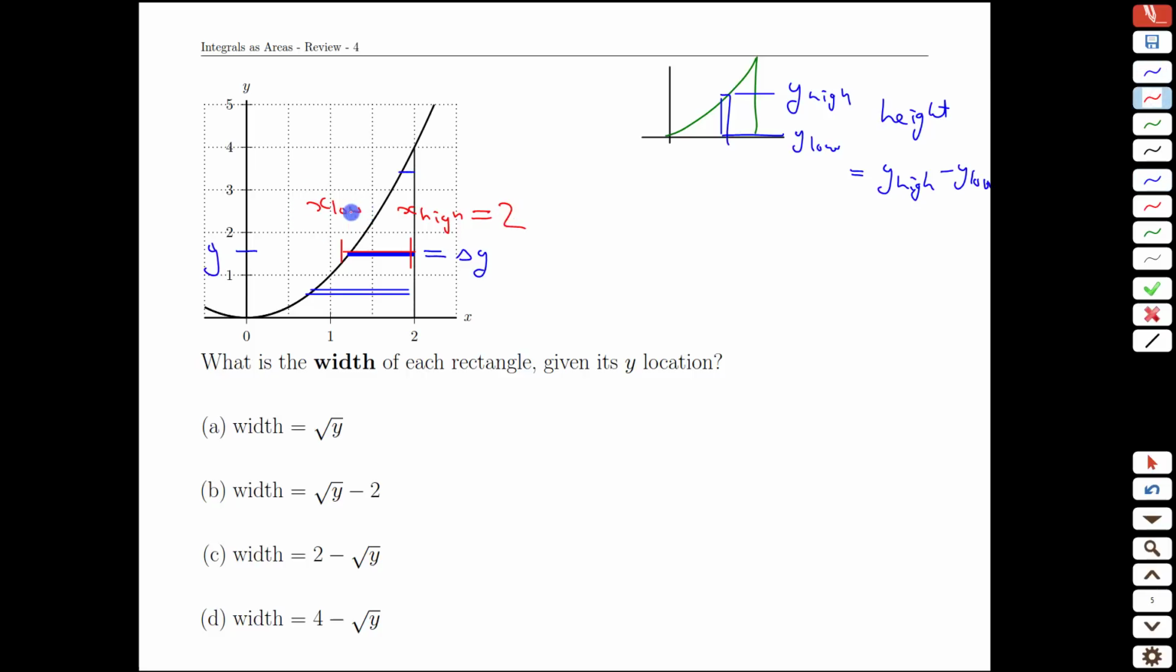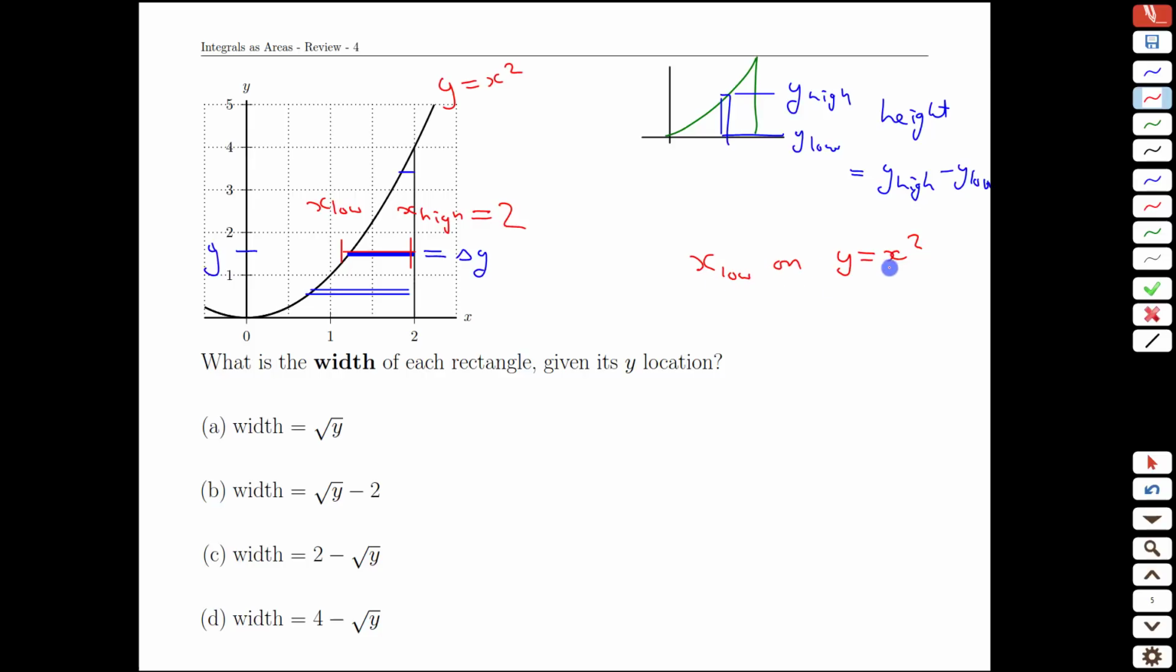More challenging is the low value. That could be here when y is up near 4. It'll be here when y is around 1.5. It'll be here when y is 0.5. So x low depends on the y coordinate. Well, what's that relationship? What we need is the x low on, well, this curve. This is the curve y equals x squared.